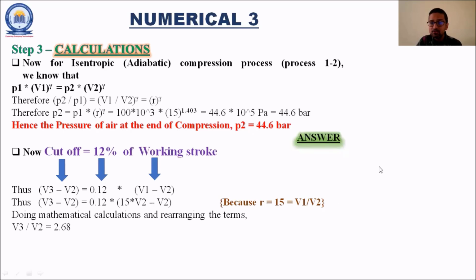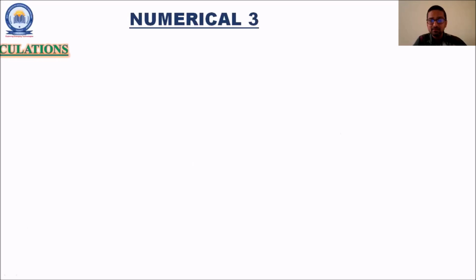And friends, we know that V3 by V2 is nothing but the cutoff ratio, that is rc. So I am writing down that particular value for the cutoff ratio. The cutoff ratio rc is equal to V3 by V2, that is 2.68. Now friends, we have both these values, the compression ratio r and rc.